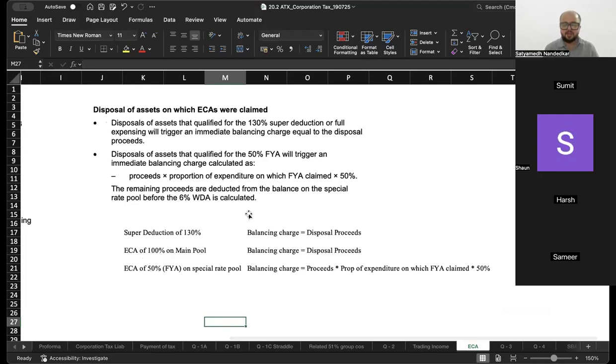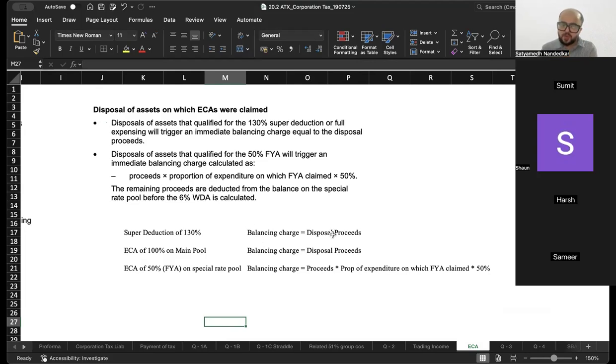What your exam can test you on is the disposal of assets on which ECA was claimed, because for your period the concept of ECA is out. But those assets which were purchased and on which you had claimed an enhanced capital allowance, now those assets will be sold. So how will the disposal be handled in that case? Okay.